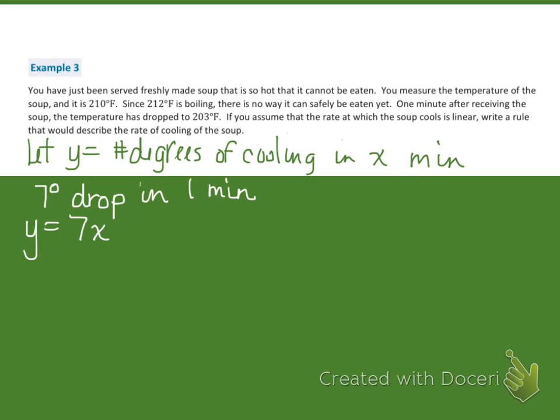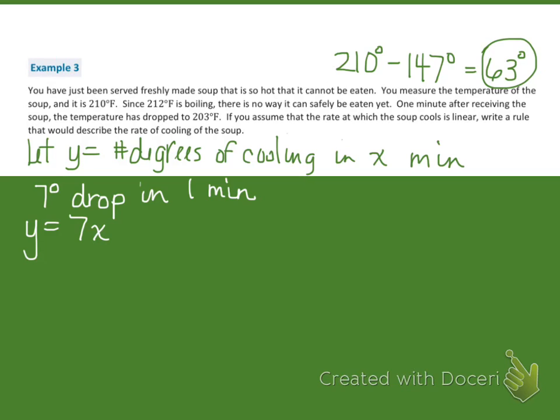Okay, so now I'm going to give you a little bit more information. We want our soup to be 147 degrees. We want it to cool to 147 degrees before we eat it. So if it started at 210, that difference would be 63 degrees. So we want 63 degrees of cooling before we eat our soup.